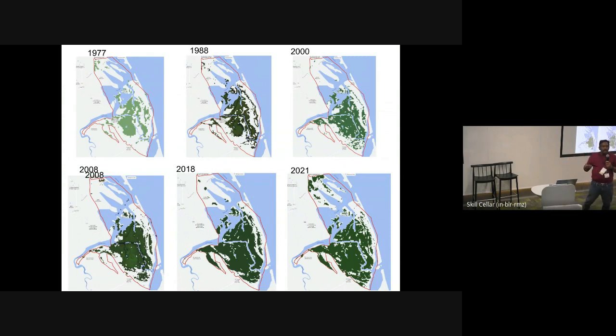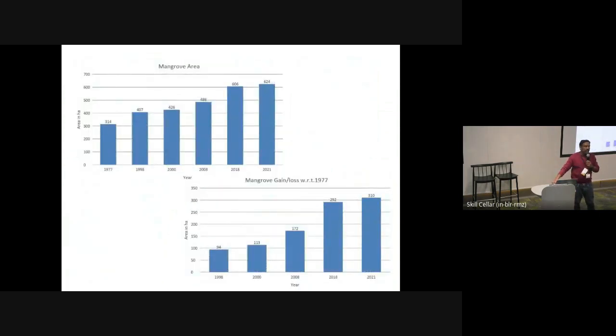So by remote sensing and Google Earth Engine, we can easily quantify the area. And these are the areas, how much area has changed. We also analyzed the change direction in the Google Earth Engine platform, where we can see almost 624 hectares of mangrove has been restored in that particular reserve forest itself.